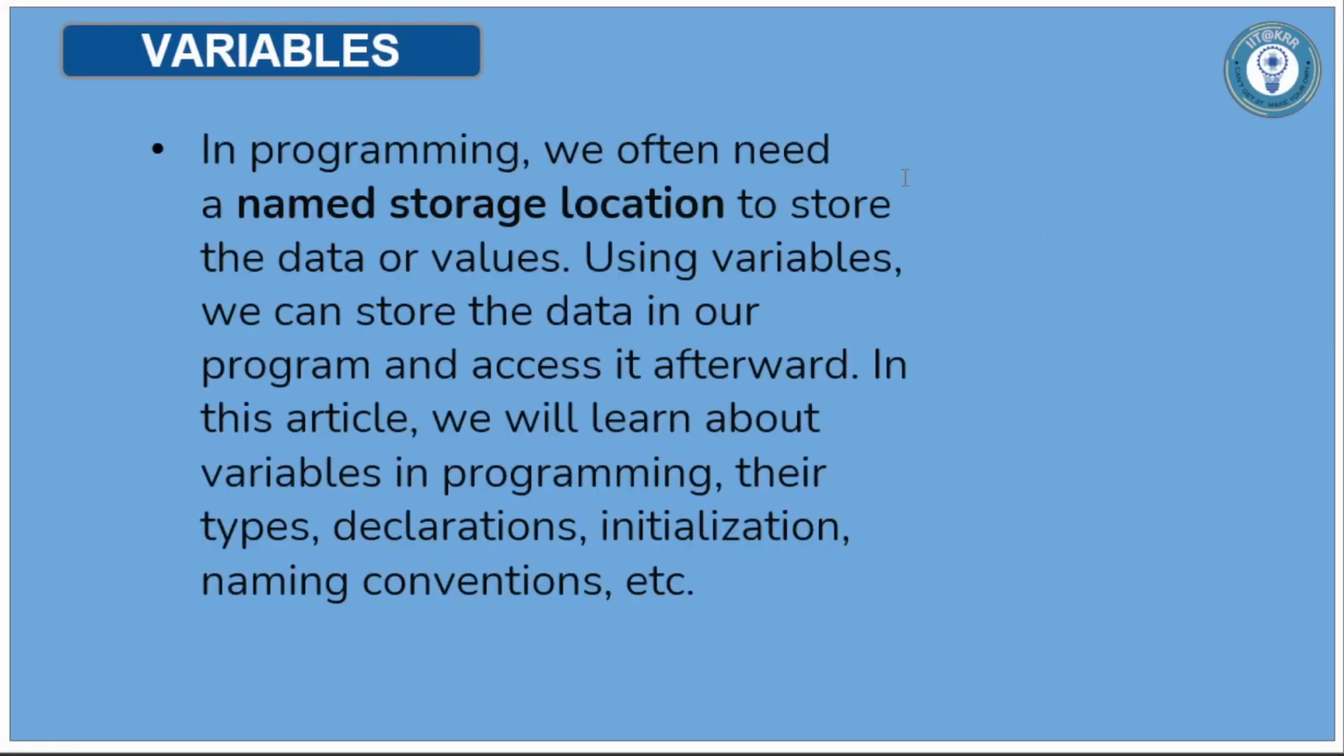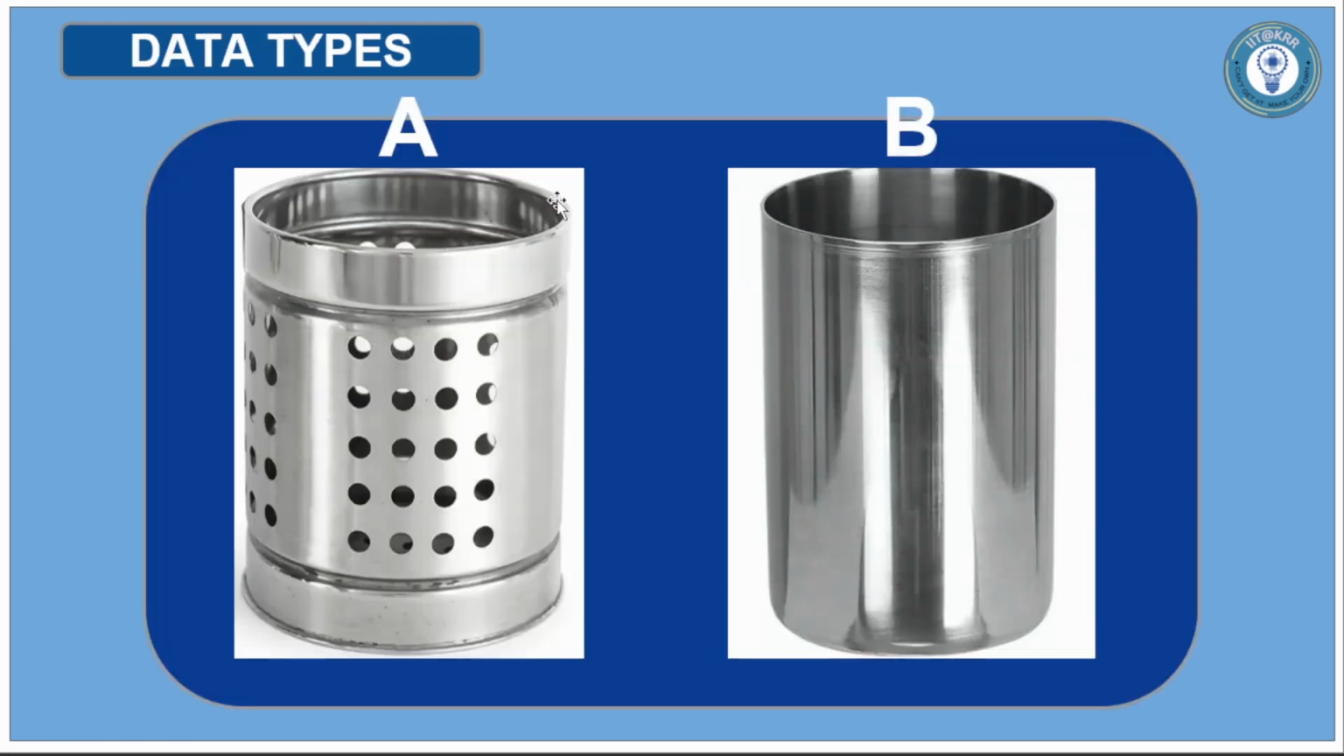In programming, we often need a named storage location to store data or values. Let us see an example. Here we have two containers. Let us name them A and B. Here A and B are the variables.